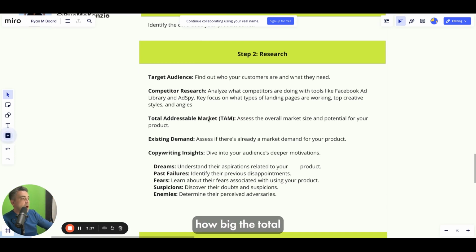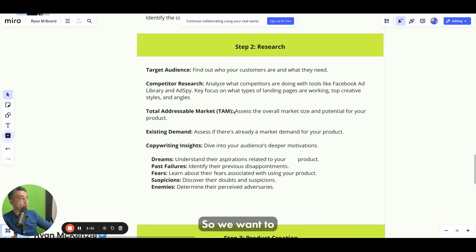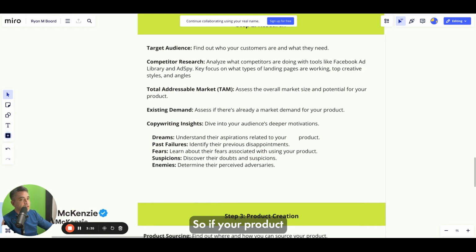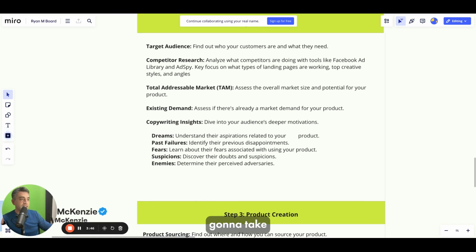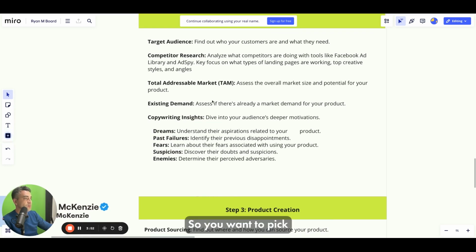We want to find out how big the total addressable market is. That's the TAM. So we want to assess the overall market size and potential for your product. So if your product is for 65-year-old plus men who live in Canada, your market is very small, and it's going to take a considerable portion of that audience to make your business a success. So you want to pick an audience that is large enough.